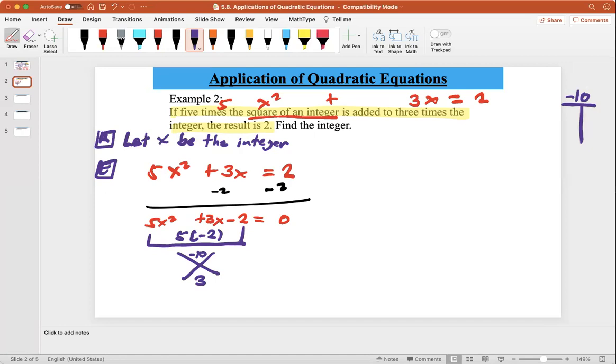Let's try. Positive times positive equals positive. Negative times negative equals positive. So it's not negative. It should be positive and negative. What are these numbers? Can have 10 and 1, but the sum is 9. We can have positive 5 and negative 2. The sum is 3. All right, so we got this number now. So that will be positive 5 and negative 2.